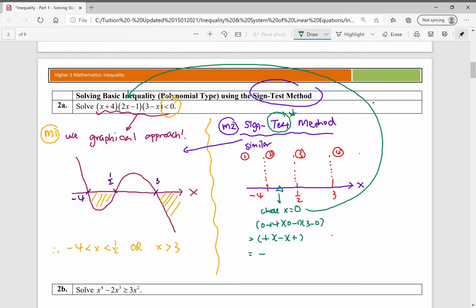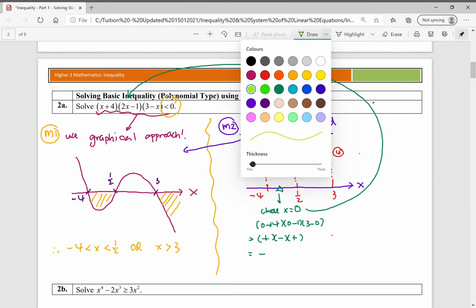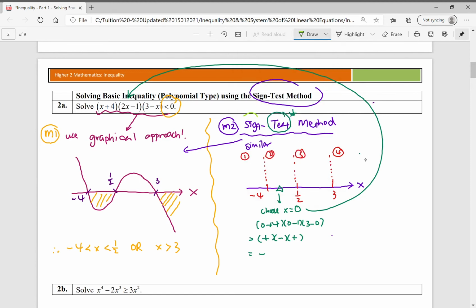So as you can see over here, when we're doing the sign testing method, we are not interested in the final value. We're only interested in the overall sign for this region. That's why we call it the sign testing method. So I'll say that over here in this region number 2, it's going to be a negative region.